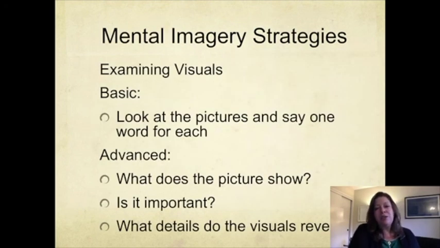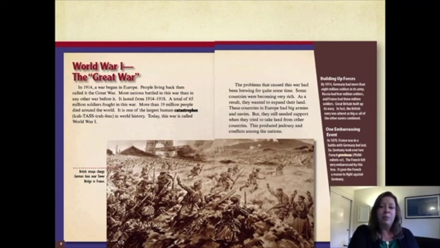Mental imagery strategies are again a way to help students build a visual of the text or the content. In this case, specifically looking just at the pictures, and for students who have no reading ability and limited words, you may look at the pictures and simply say one word for each picture. A more advanced strategy is to ask students, what does this picture show? Is it important? What details does the picture reveal? This is an example you might do with a picture like this one, where you're only looking at the image on the page.